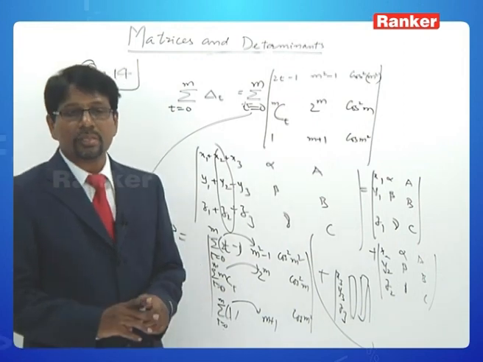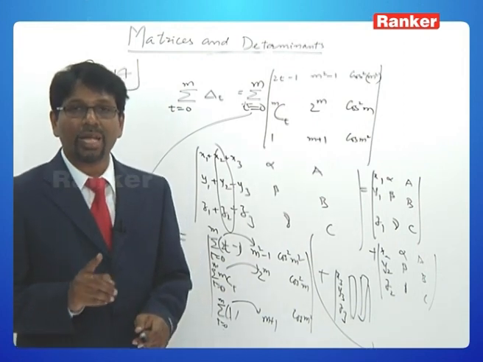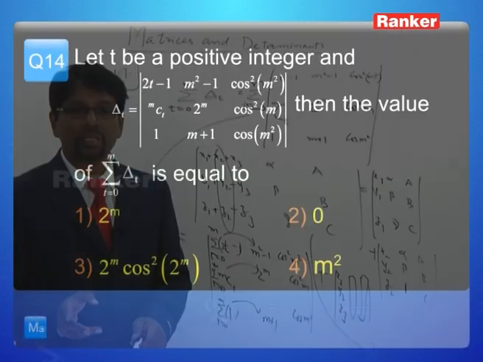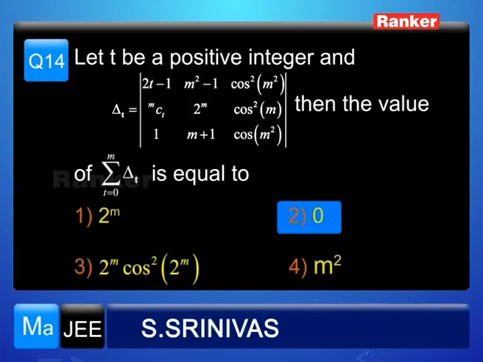So now the first and second columns are becoming identical, therefore the determinant is 0, and the right option is, answer is 2. Answer is 2 then.